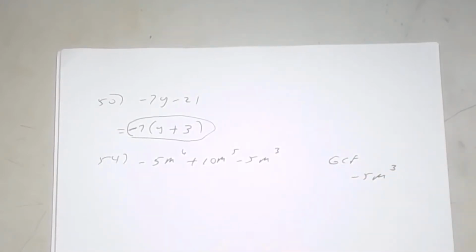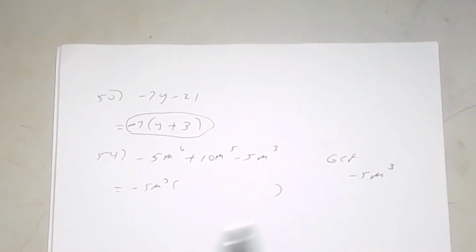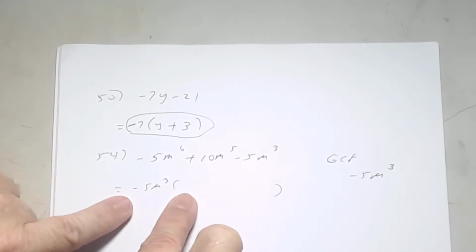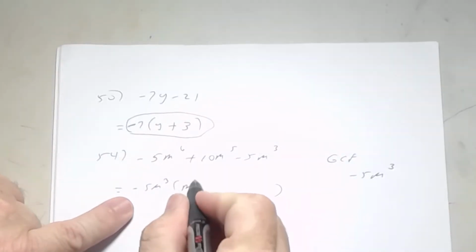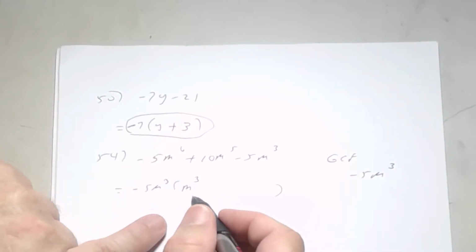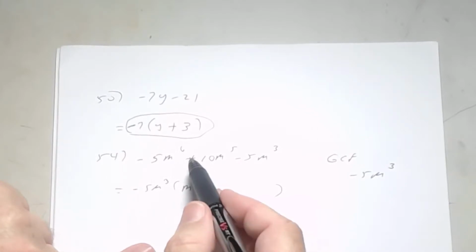Negative 5m to the 3rd, like cube. So then you're going to rewrite this as negative 5m to the 3rd times, all right, now you've got to remember your signed numbers. Negative 5m cubed times what is a negative 5m to the 6th? M to the 3rd. Yes, because a negative times a positive is a negative. And then minus. The sign flips, because a negative times a negative is a positive.